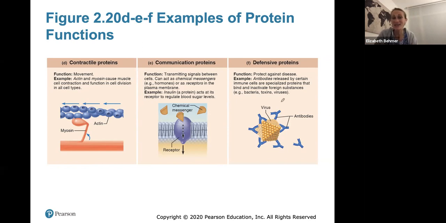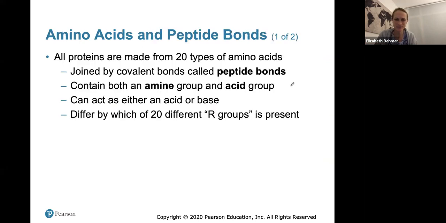Defensive proteins like antibodies just help to protect against disease as well. So those are different functions of proteins. So amino acids make up proteins, and there are 20 types of amino acids that will make up all of your proteins in any combination.